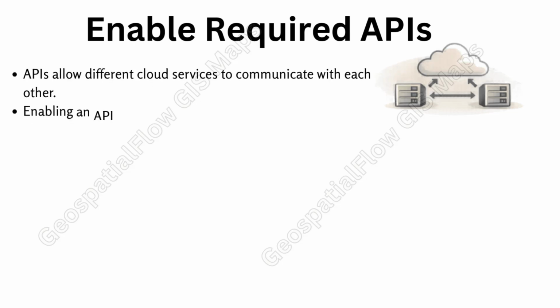Next, we enable the required APIs. Think of APIs as the way different cloud services communicate with each other. By enabling an API, we are simply allowing our project to use that service.